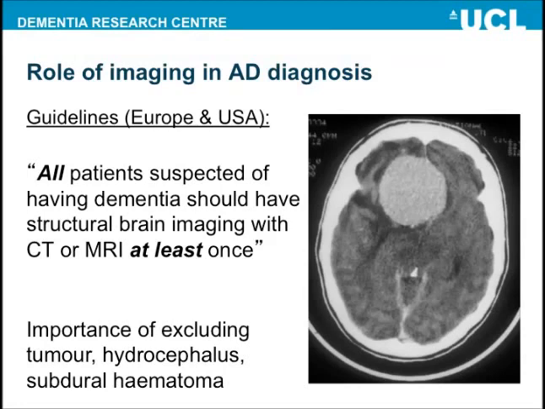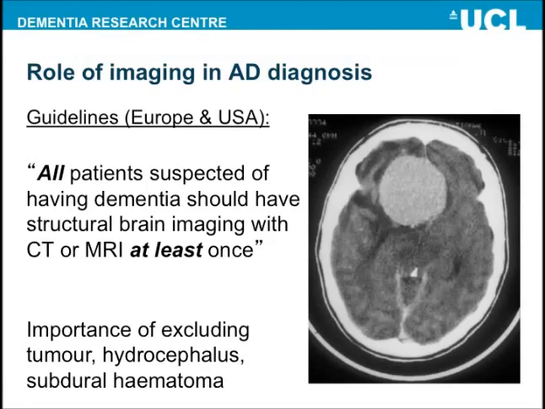So starting with the clinical diagnosis, guidelines from both Europe and America state that all patients suspected of having dementia should have brain imaging with a CT or MRI at least once. Now, historically, this was in order to exclude an alternative cause of their dementia, so a tumour, as you can see in this case here, hydrocephalus, where there's a buildup of fluid in the brain, or a bleed like a subdural hematoma.